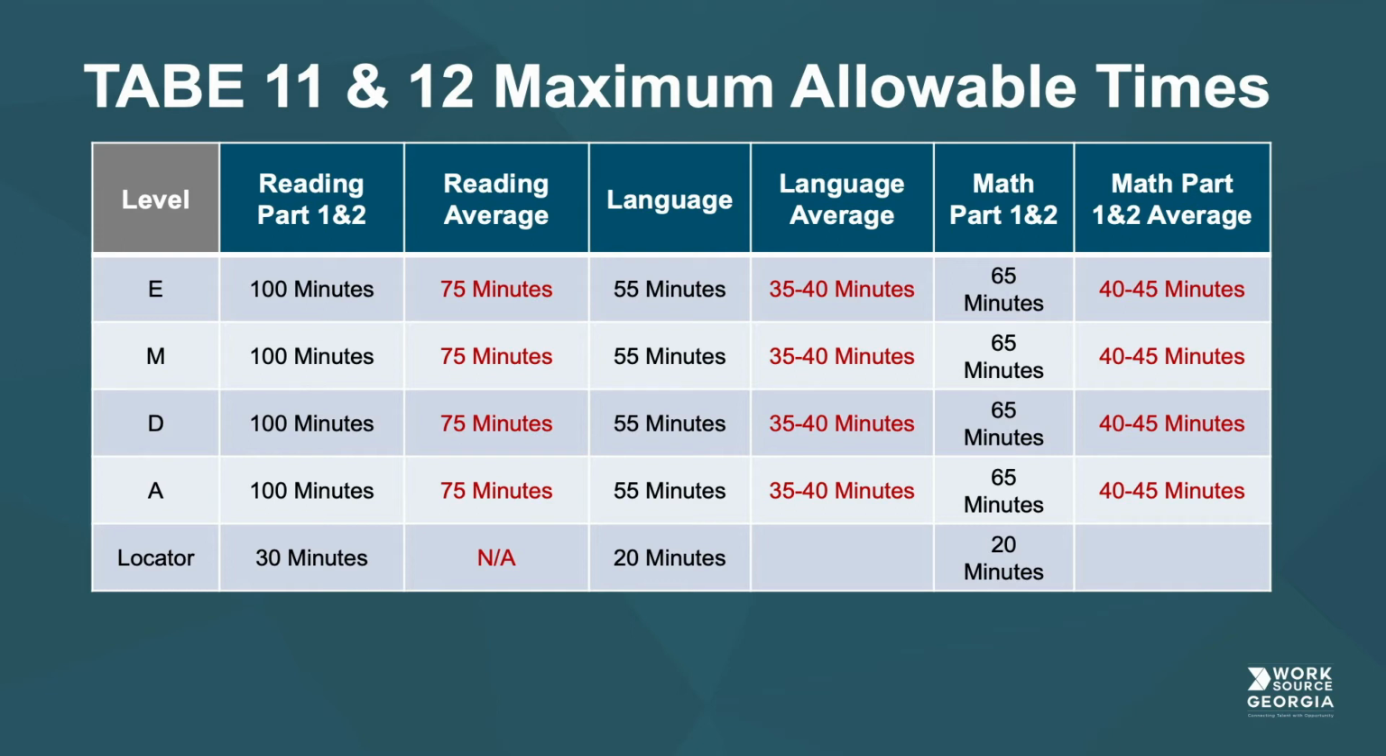The same thing with language. The allowable time is 55 minutes, and then the typical person takes about 30 to 40 minutes. The same thing with math. Part 1 and 2, you have a maximum allowable time of 65 minutes, and they are saying that a typical individual takes about 40 to 45 minutes to finish those 2 parts. And that's a basic overview of TABE 11 and 12.